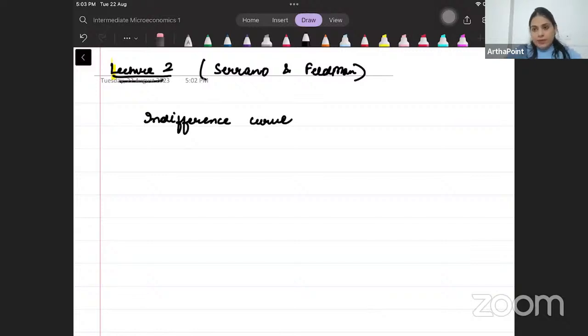Whenever I talk about an indifference curve, what does indifference mean? Indifference means same. So when I talk about an indifference curve, I want to get all those points which give the consumer the same level of satisfaction. That means the consumer is indifferent between those points, and then they form an indifference curve.